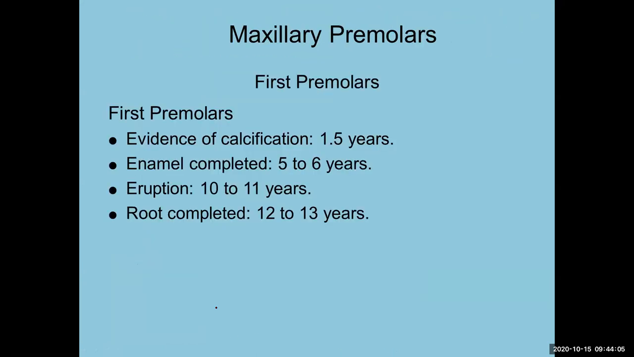So maxillary first premolars. Evidence of calcification is 1.5 years. Enamel completion is 5 to 6 years before it erupts. The enamel is completed, the eruption occurs between 10 and 11 years, and then you add 2 years to that for the root completion. Now, which teeth generally erupt first, the mandibular or maxillary? Mandibular. All right.